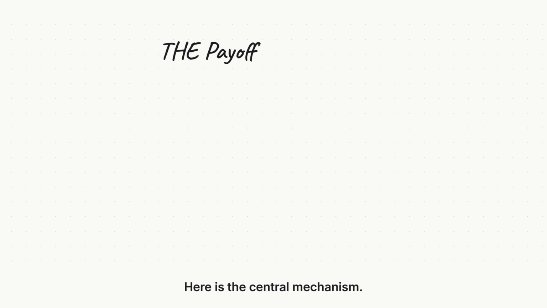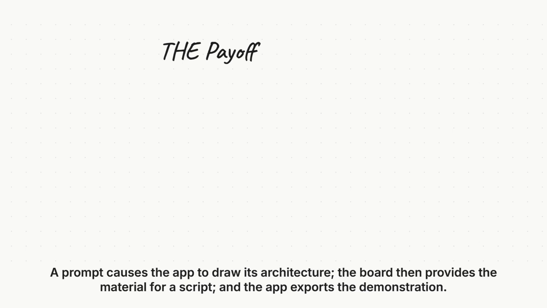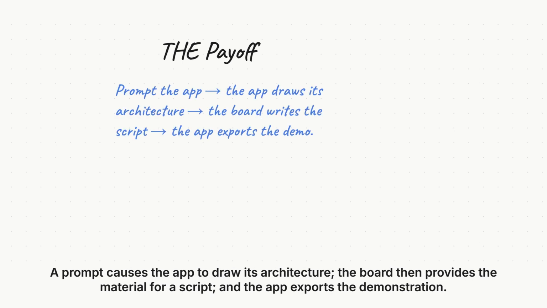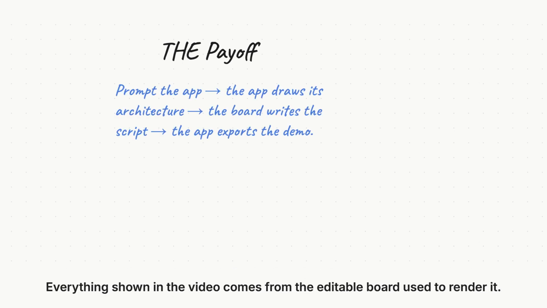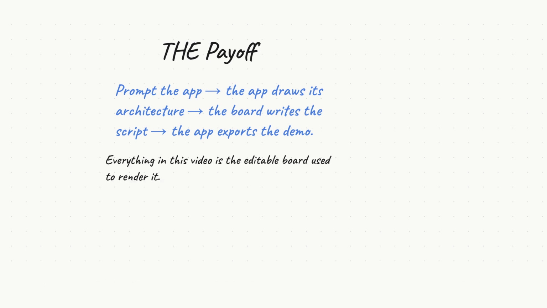Here is the central mechanism. A prompt causes the app to draw its architecture. The board then provides the material for a script, and the app exports the demonstration. Everything shown in the video comes from the editable board used to render it.